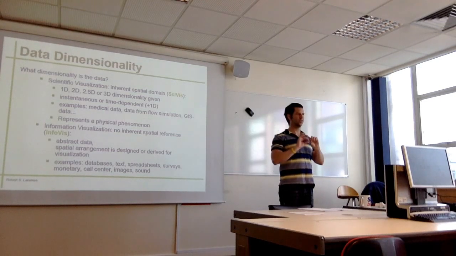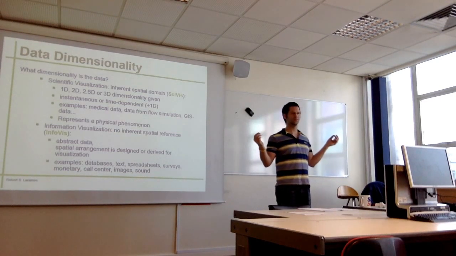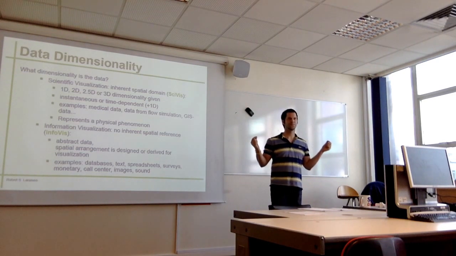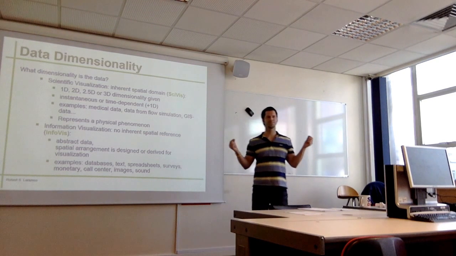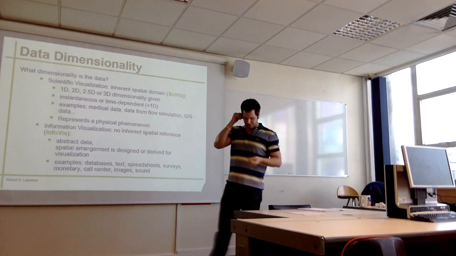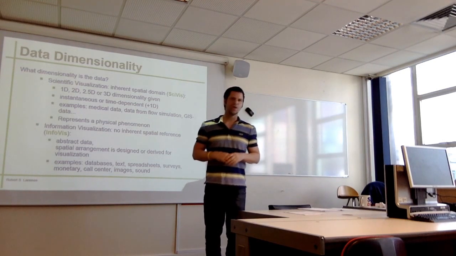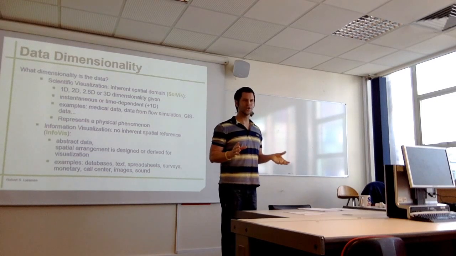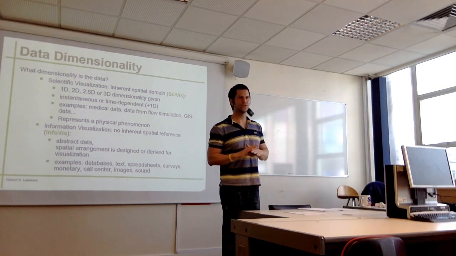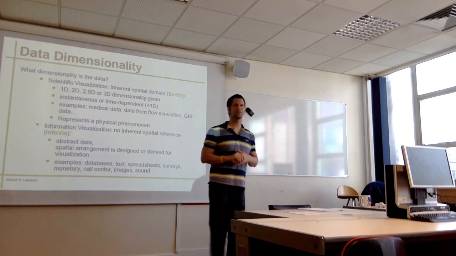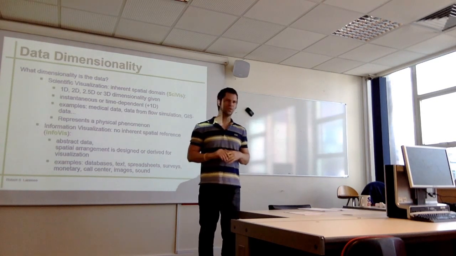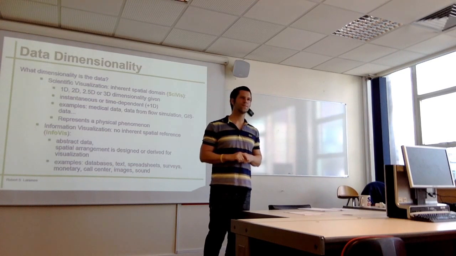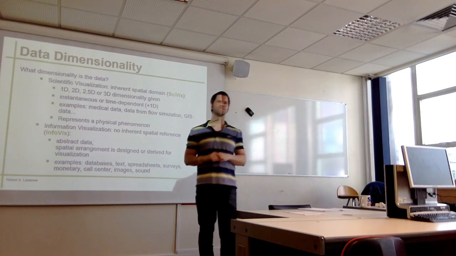So one-dimensional, in the case of scientific visualization, is a line, right? A line is one-dimensional. A lot of data is one-dimensional. For example, when you use a bar chart, you're presenting a set of numbers, and that's one-dimensional. Actually, if you want to represent not a line, just a dot, you need two dimensions.